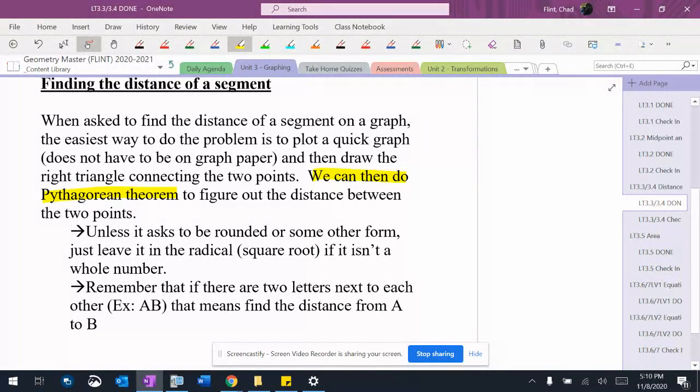To get the distance for all this stuff, we're going to plot some points, draw a little triangle, and do the Pythagorean theorem. We'll talk about what that is in a little bit.